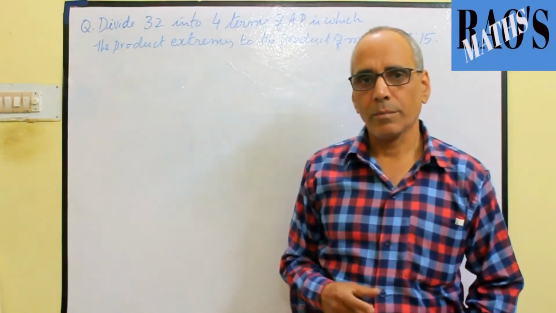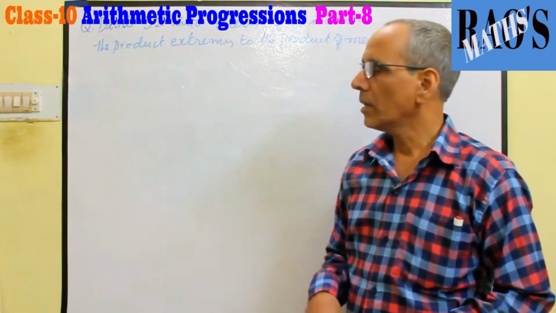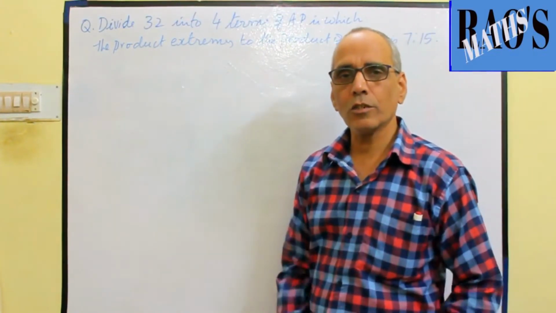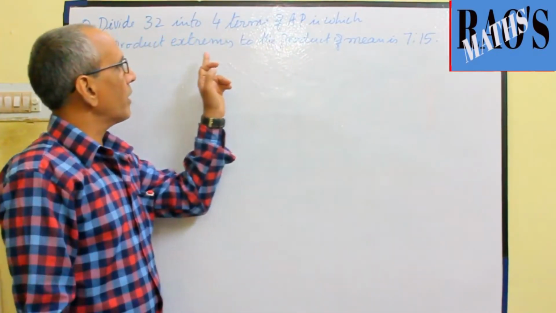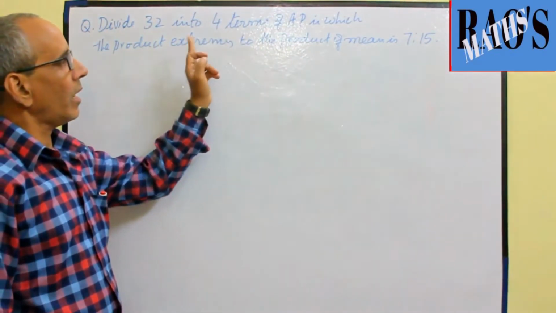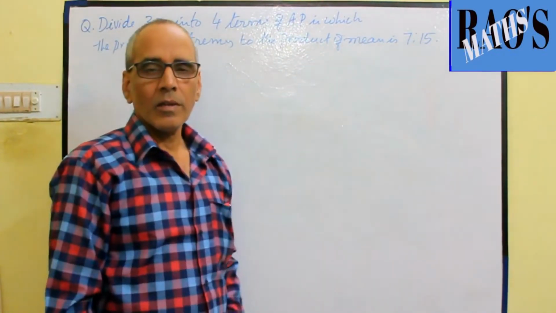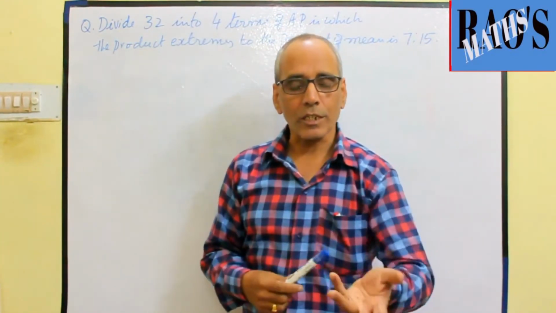Today we learn some more questions on the section of AP, that is the required terms of AP. Here is a question. In this question you have to divide 32 into 4 terms of AP, in which the product of extreme terms and the product of means terms are in the ratio 7:15. So it is clearly known that the sum of 4 terms of AP is 32.